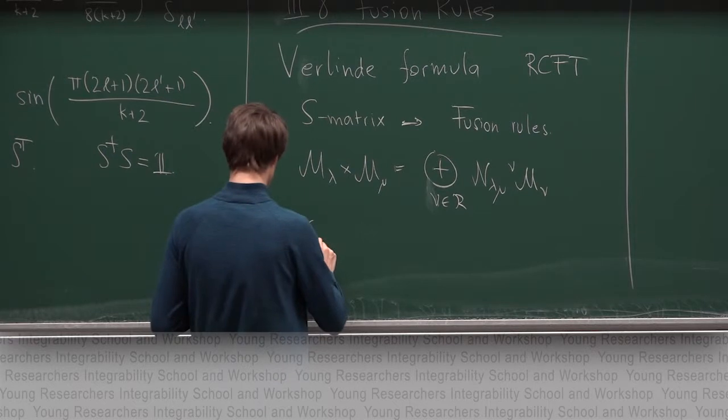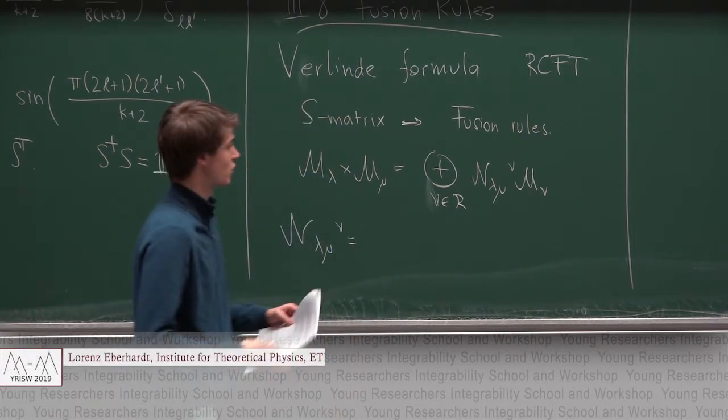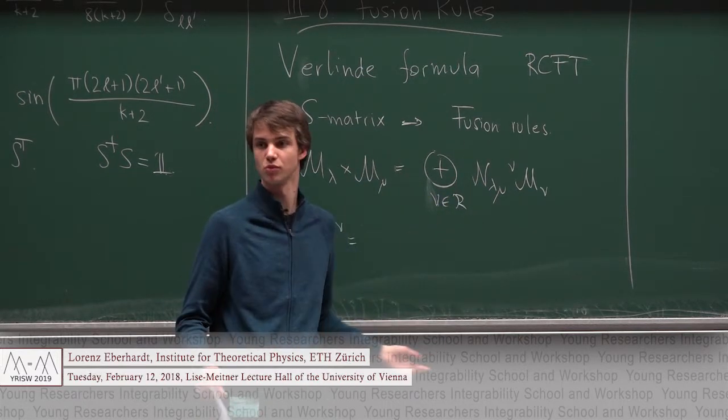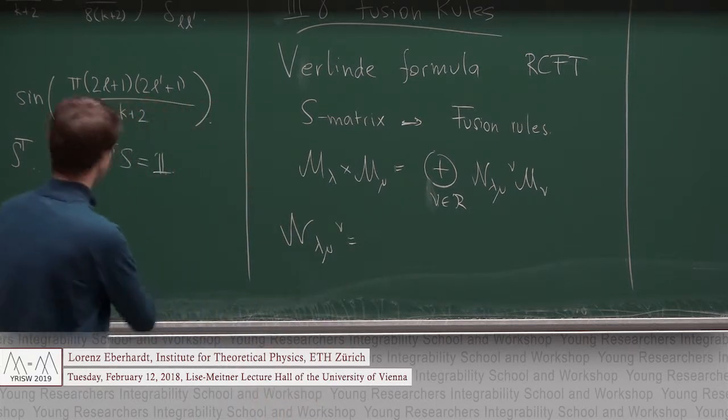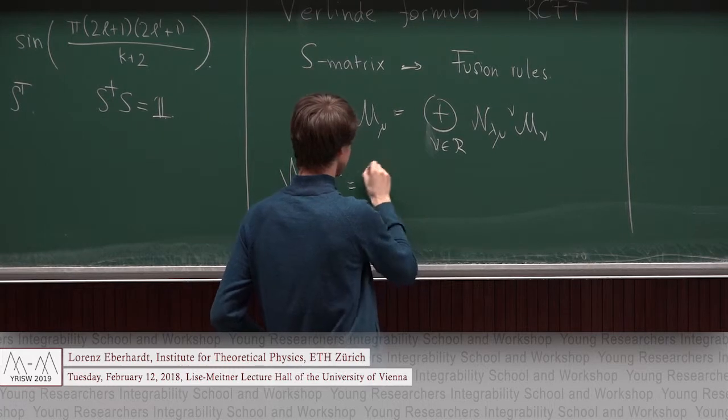I won't explain why it's true, but this is some way of computing these fusion coefficients, these numbers: how many times does which module appear on the right-hand side. It can be expressed entirely in terms of this S matrix. And the formula is the following.